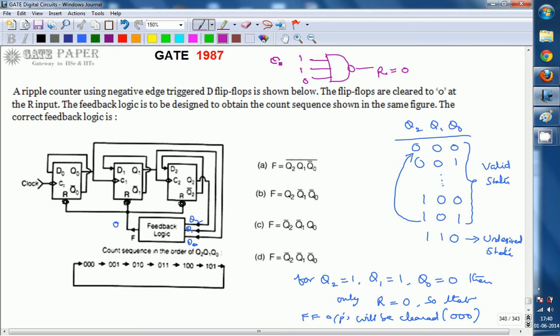That implies you must connect Q2 and Q1, and Q0 bar. So R is equal to Q2 Q1 Q0 bar whole bar. This is the reset logic. You must identify the unwanted state, and from that you get the decoding logic. R is equal to Q2 Q1 Q0 bar whole bar, that is nothing but a NAND gate. So the right answer for this one is A.